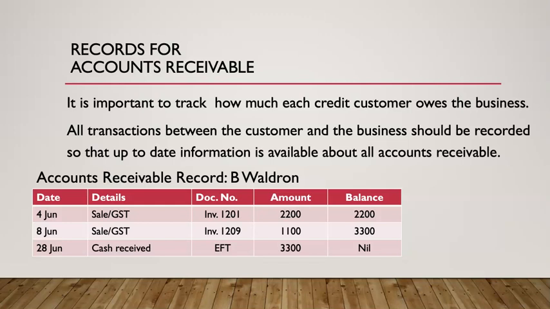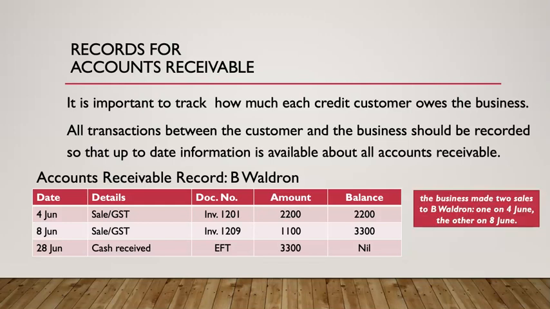So in this case, we're looking at the accounts receivable record for a customer called B. Waldron. You can see that the business made 2 sales to B. Waldron, one on the 4th of June and one on the 8th of June. On the 4th of June, we made a sale to this customer using invoice 1201, and that was for $2,200 in total. $2,000 of sales, $200 of GST. This customer owes us $2,200.